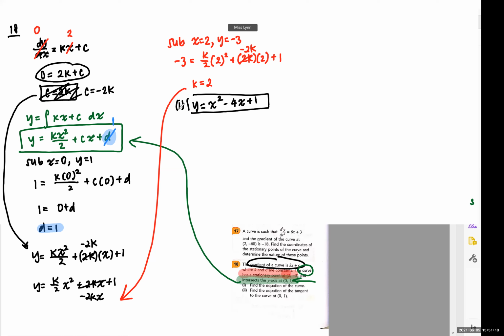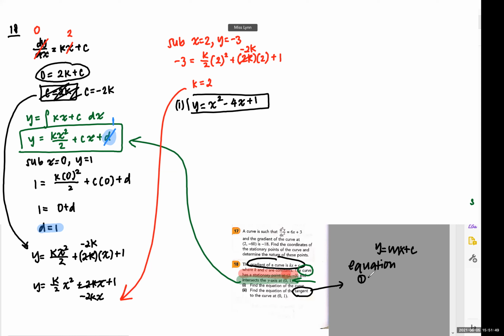Next up, part 2. Okay, so part 2, they say find the equation of the tangent. Now, guys, before you find the equation of a tangent, you need 2 things. Remember, equation is always y equal to mx plus c, right? So to find your equation, you need number 1, the gradient, and the y-intercept.